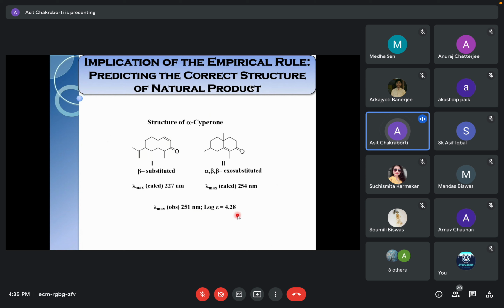And once the paper was published, Woodward went through the paper and he felt uncomfortable. By this time, the Woodward-Fieser rule is in the domain and people are routinely using it. So he found out that this structure does not match the observed lambda max value. If the observed lambda max value varies by more than 5 nanometers, that means something else is missing. Either you have not calculated properly, or some parameters you have missed, or it is a different compound.